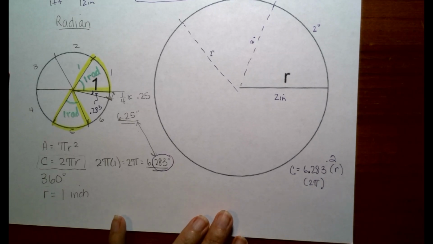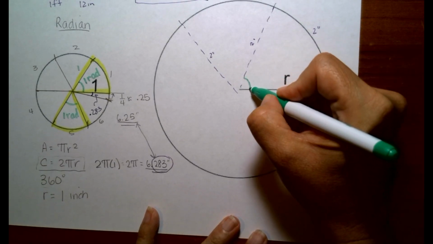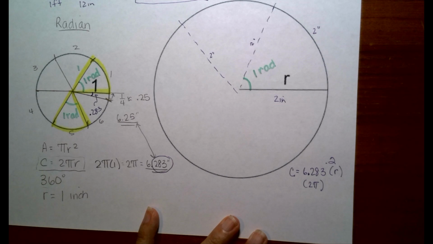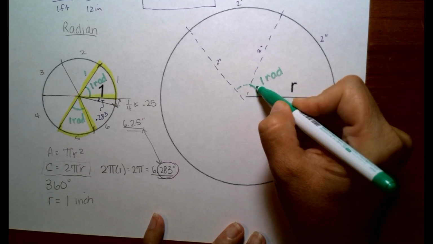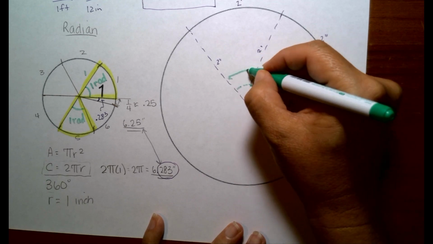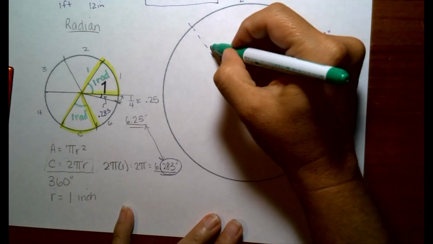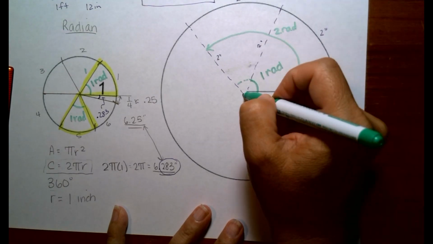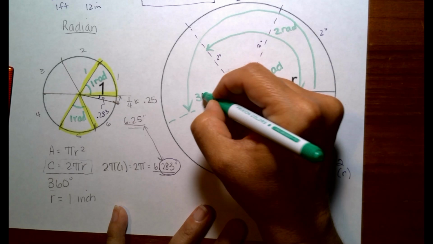Now, here's the thing to remember. Here's my r, and here's my r, and here's my r. So this angle here is not 2 radians. This is still 1 radian. And when I add it to this angle that has the same measure, now this distance right here, let me make this a little bit bigger, this distance right here is 2 radians. And if I had the next one over here, this distance right here would be 3 radians.